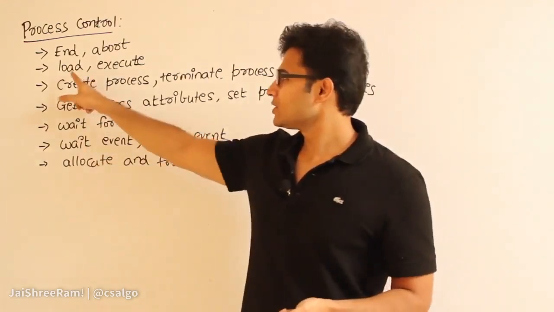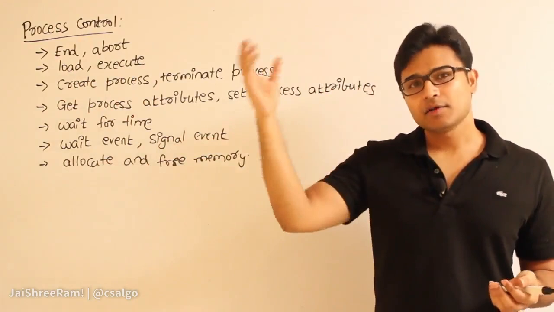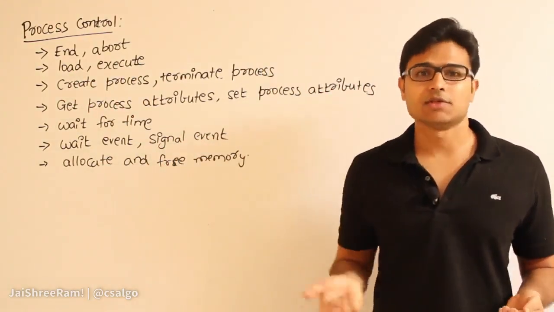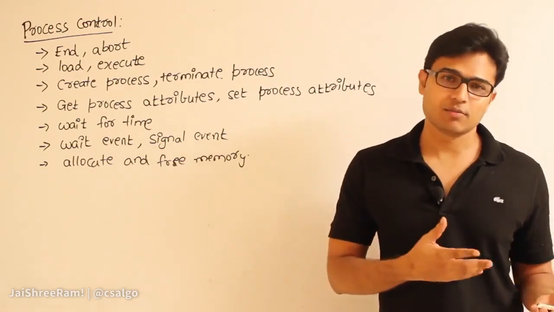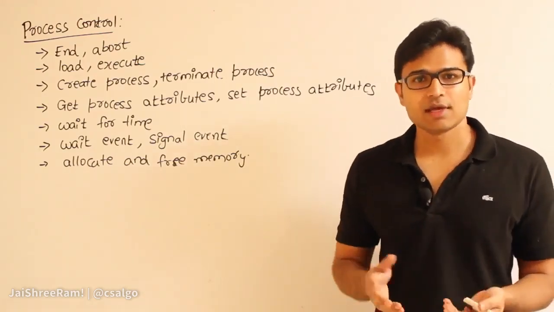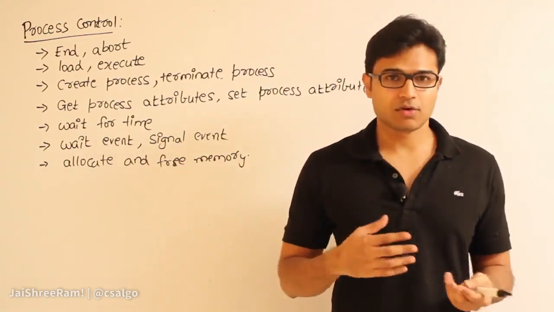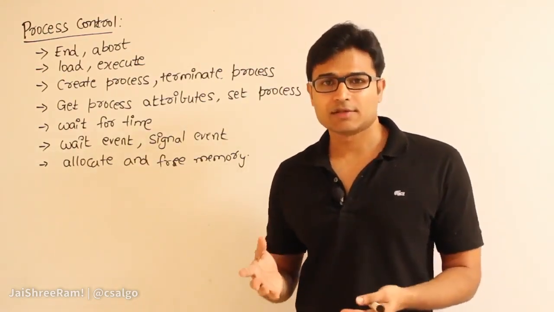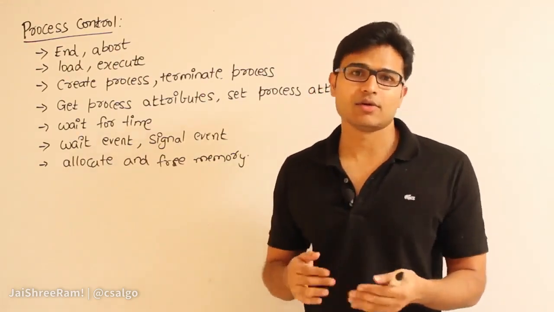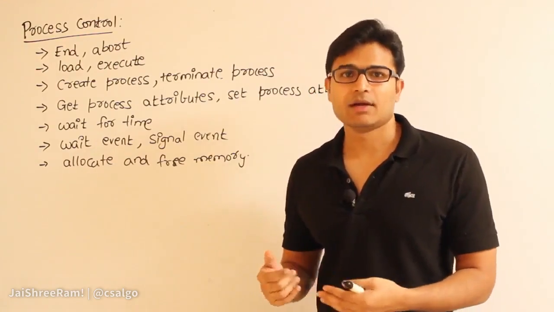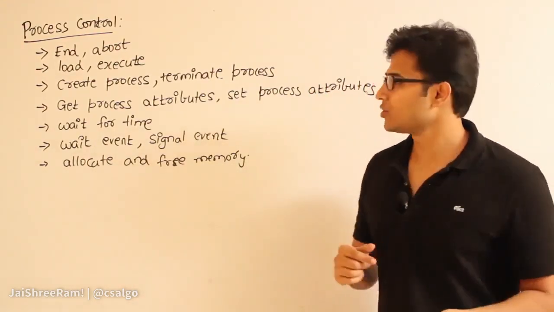Similarly, the next one is load and execute. So a process can load another process into the memory and execute it. Some of the operating systems will give the process or the user the control to do this, and some operating systems don't give the control to the user. So if you have to load and execute a program, sometimes a program will not be allowed to do it, you have to write a script, and sometimes a process will be allowed to do that. That again changes from operating system to operating system.